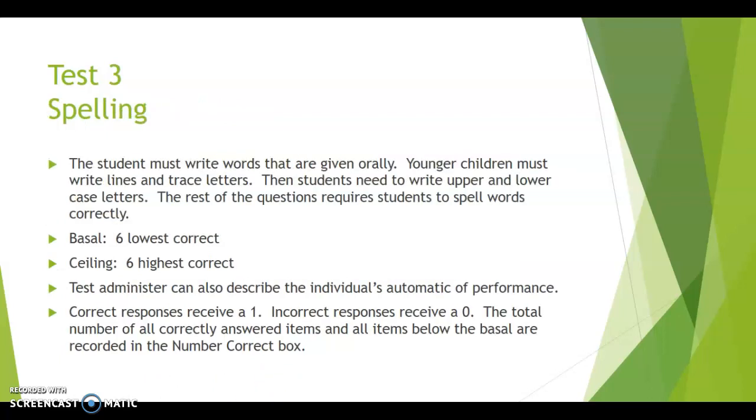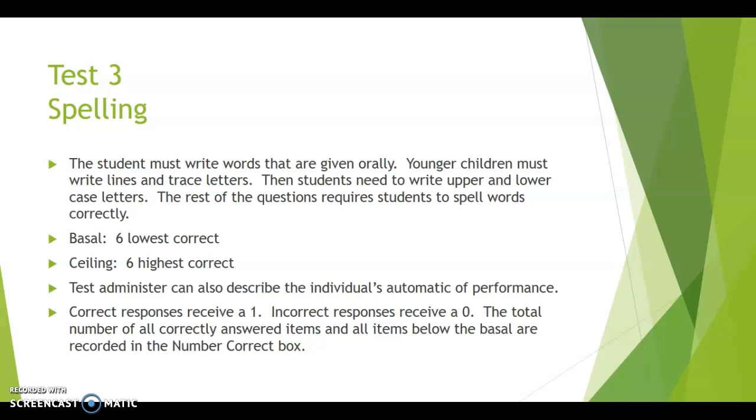Test 3 is spelling. This is when students must write words that are given orally. The young children start out writing lines and tracing letters, and then students have to write upper and lowercase letters. The rest of the questions require that students actually spell words correctly. The basal is 6 lowest correct, and then the ceiling is 6 highest correct.